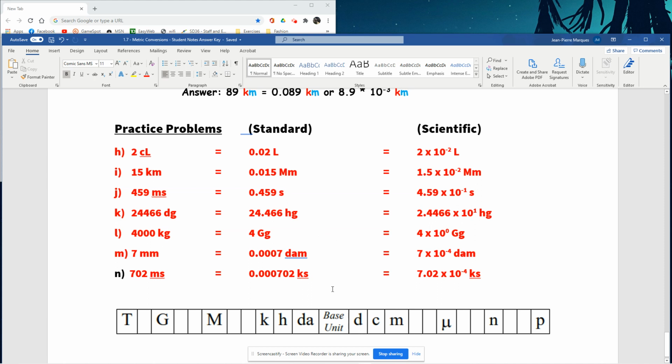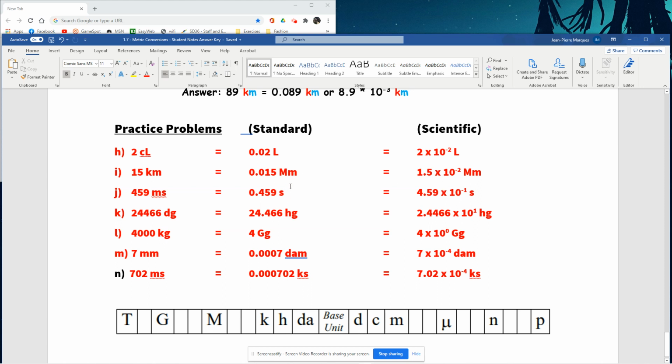Okay, letter J, 459 milliseconds into seconds. Milli is here. Seconds has no prefix. It's a base unit. Therefore, that is 1, 2, 3 jumps to the left. Therefore, I can move my decimal place 3 jumps to the left. 1, 2, 3. Give me 0.459 seconds as the equivalent. In scientific notation, that is 4.59 times 10 to the minus 1.